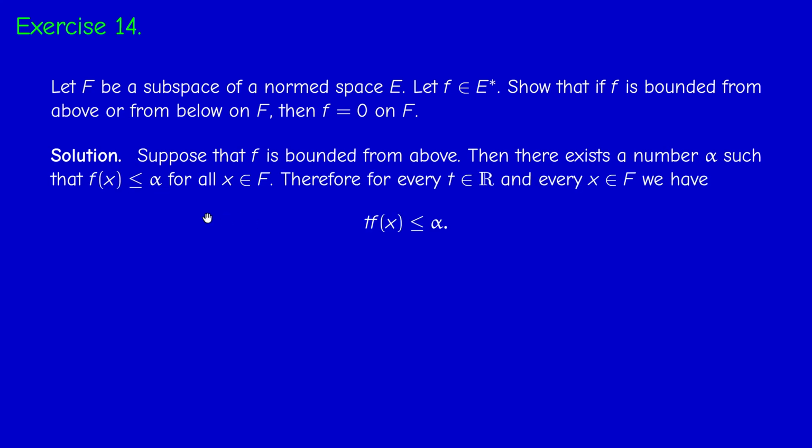Now, since F is a subspace, if x is in F and t is a real number, then tx is in F as well, because it's a subspace. So f of tx should be less than or equal to alpha. But since f is linear, I can put the scalar outside. So I get t f of x less than or equal to alpha. And this is true for every real number t, and every element x in the space.